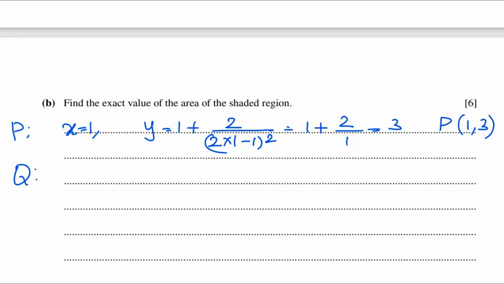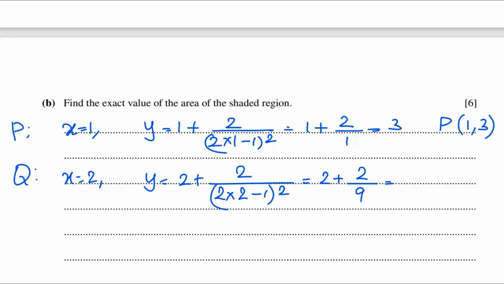Next, let's find out for Q, x is 2. So y is equal to 2 plus 2 divided by (2 times 2 minus 1) the whole square. 2 times 2 is 4. 4 minus 1 will be 3. 3 square is 9. 2 plus 2 divided by 9. So 9 times 2 will be 18. 18 plus 2 will be 20. So 20 over 9. So Q will be (2, 20 over 9).